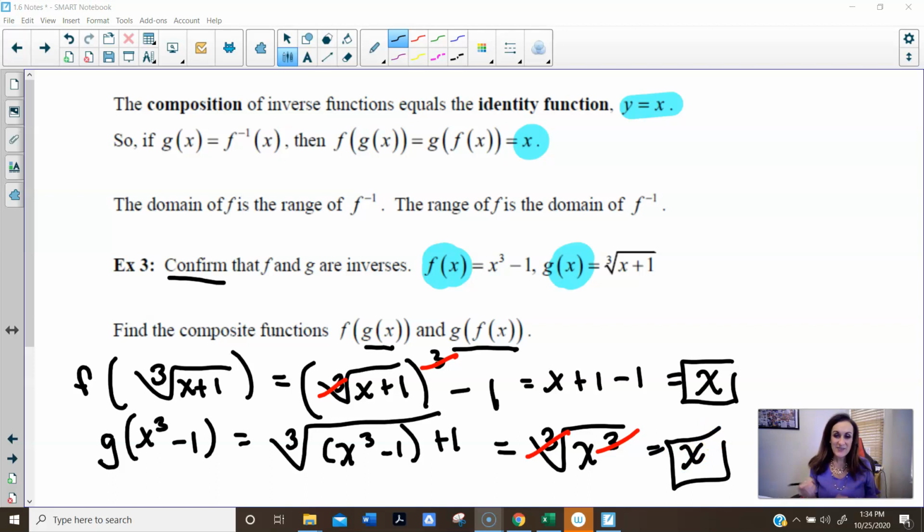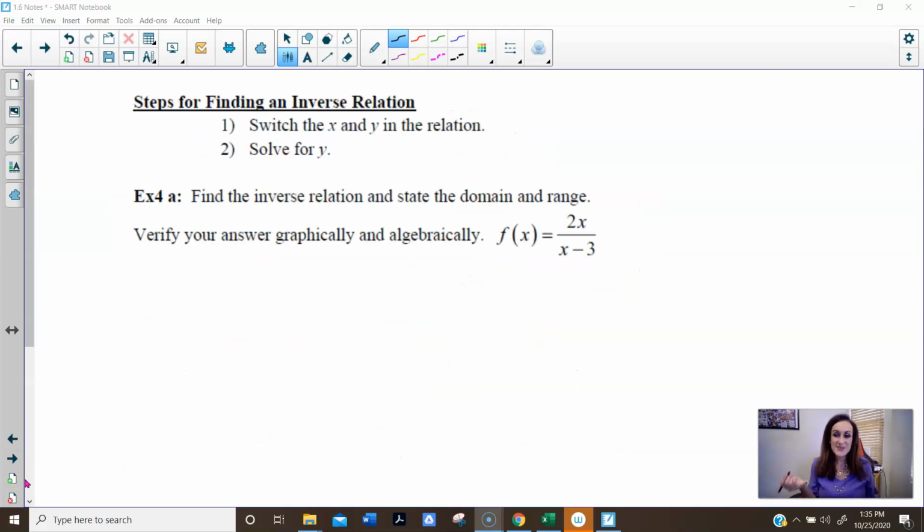So since f of g of x equaled x and g of f of x equaled x, I just confirmed that f of x and g of x are inverses of one another. So what I'm going to do now is find the inverse relation of this function, and then I'm going to state the domain and the range.